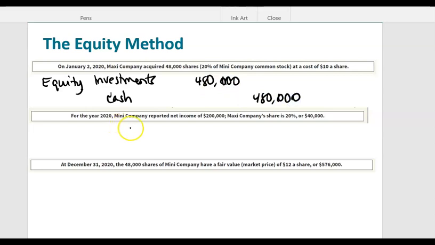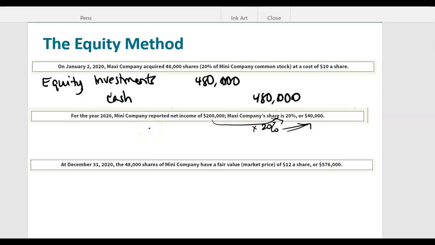For the year 2020, Mini Company reported net income of $200,000. Maxi Company's share is 20%. So if we own a significant portion of Mini and have significant influence over it, instead of looking at changes in fair values, we're going to say we own 20% of the $200,000. Our portion of ownership is that $40,000.